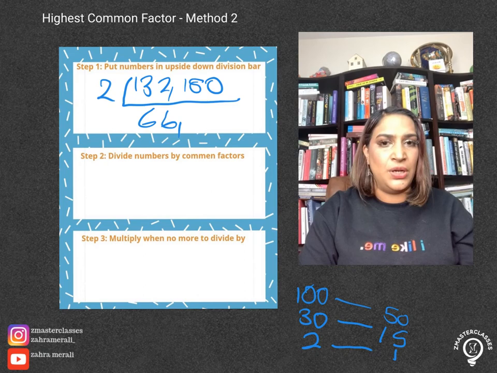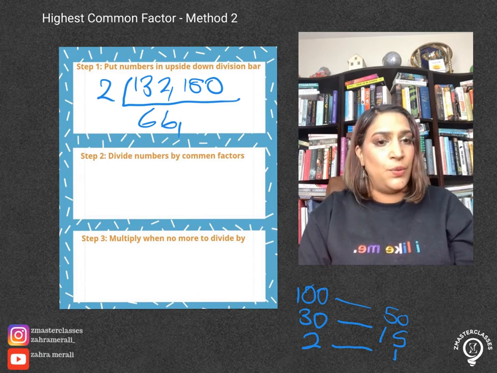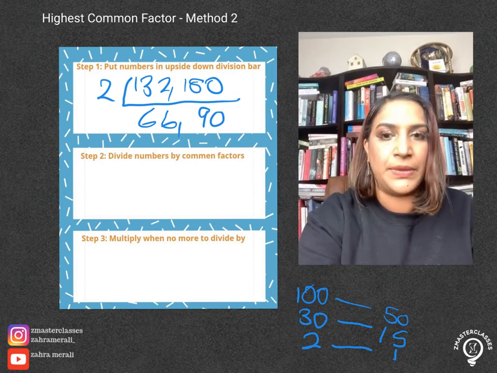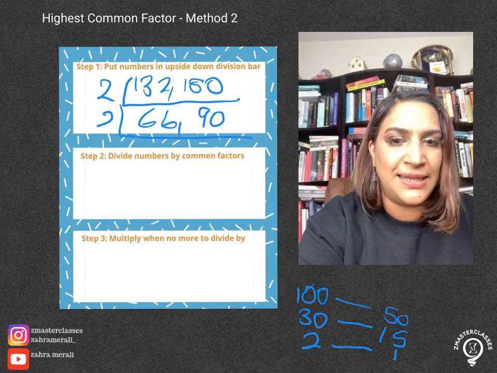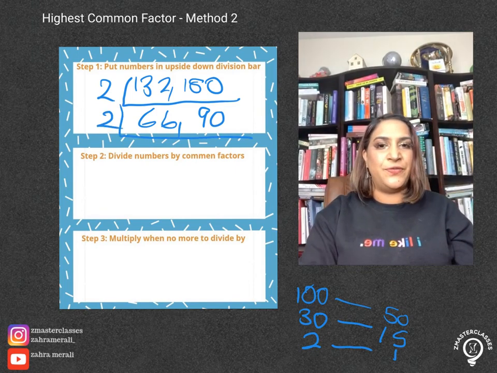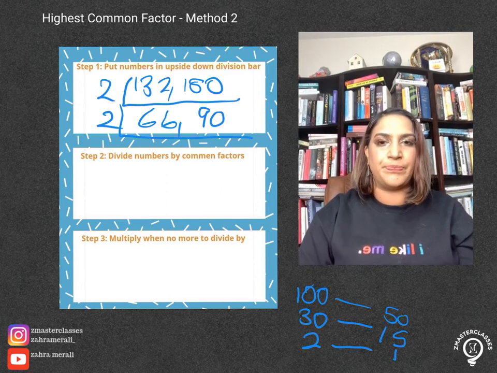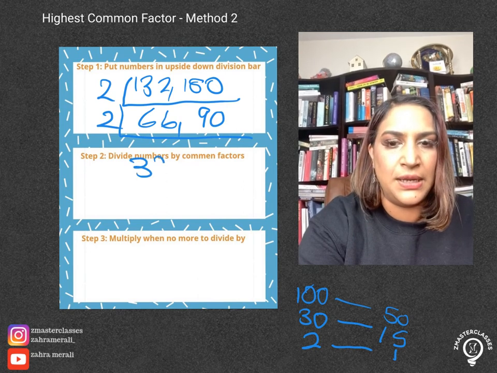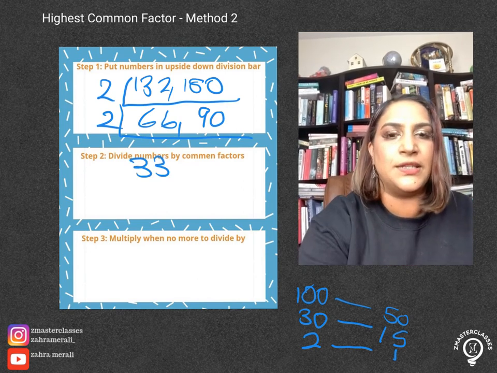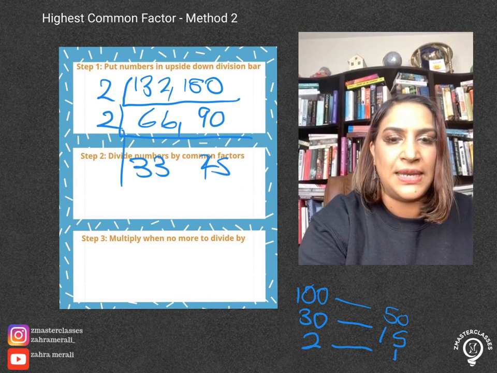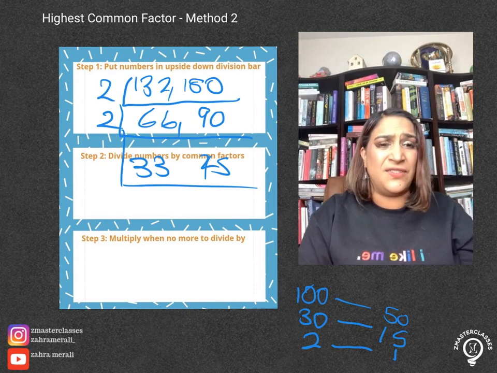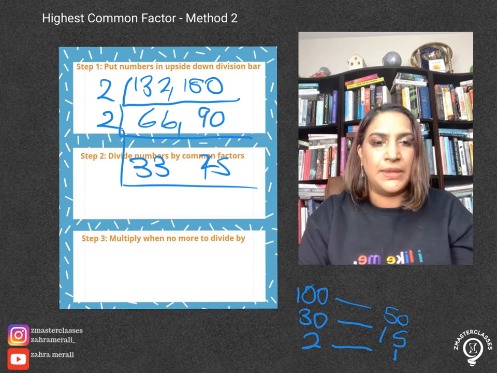Now 180 divided by 2: 18 divided by 2 is 9, so we're going to get 90. And now, they're still even numbers. We can keep dividing by these common factors. So half of 66 is 33, and half of 90 is 45. Now we look at that, and we're like, 33 and 45, no longer divisible by 2.